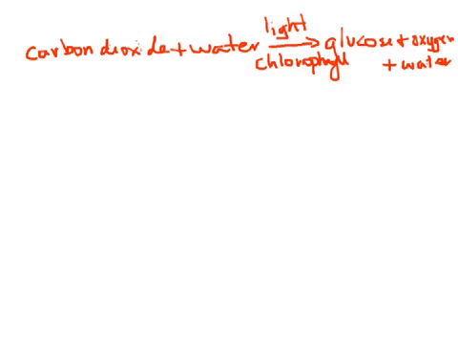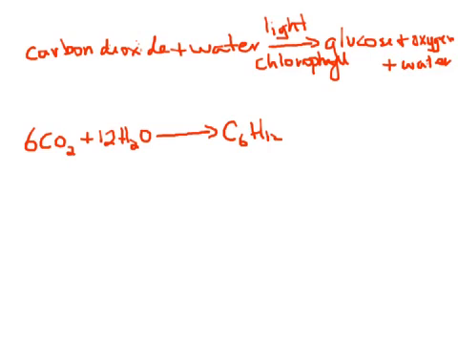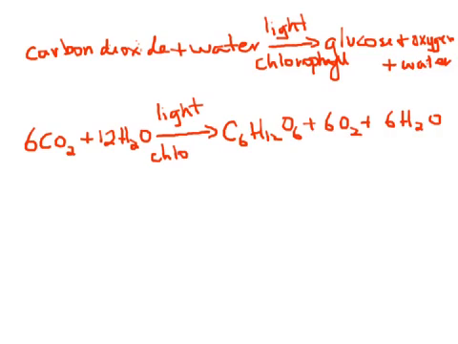This word equation can be summarised as a full balanced chemical equation, which would look like this: 6 carbon dioxide plus 12 water molecules react together to make glucose, which is C6H12O6, plus 6 molecules of oxygen, plus another 6 molecules of water, using light and chlorophyll.